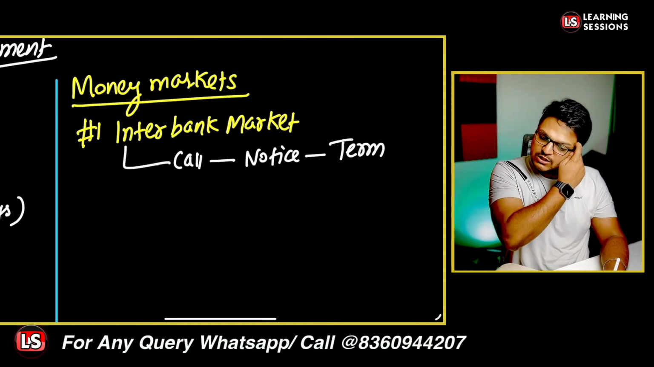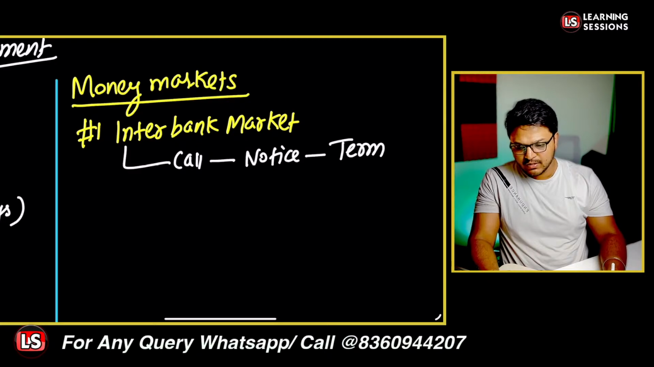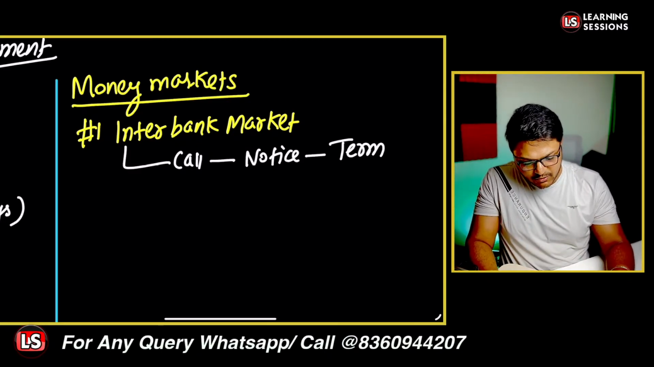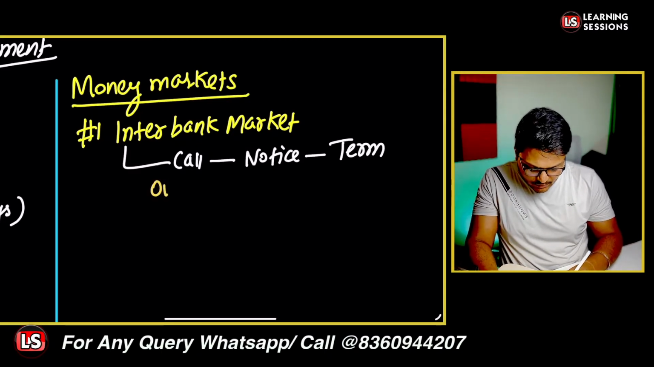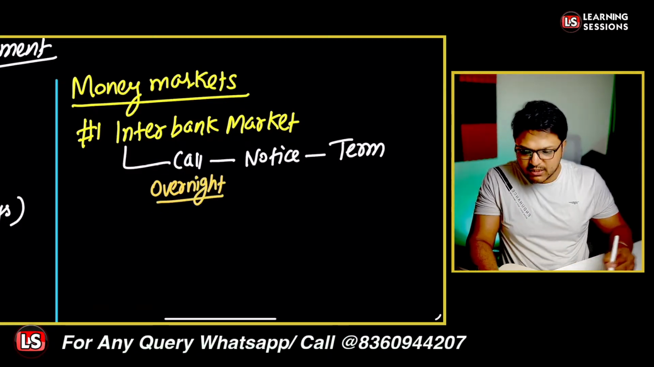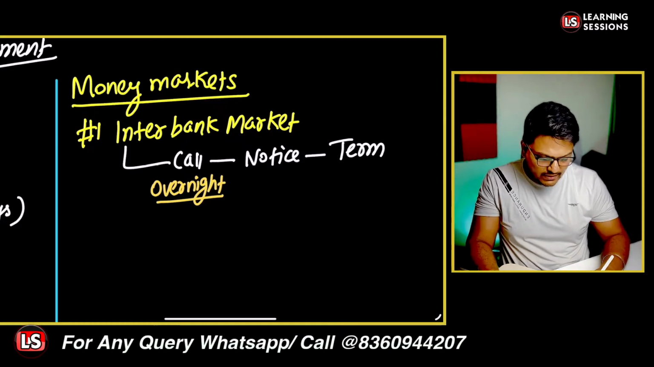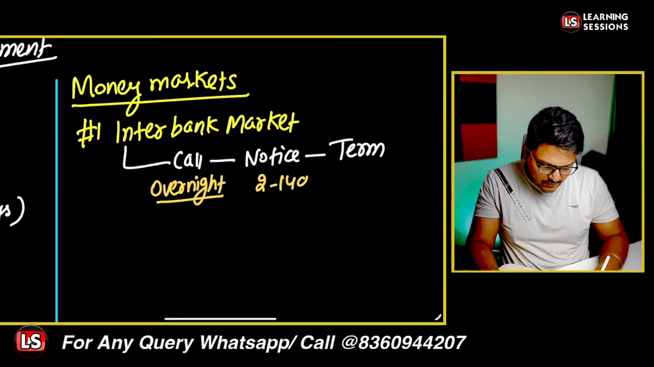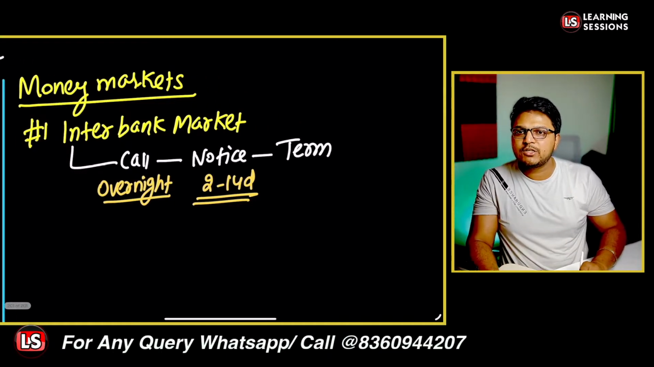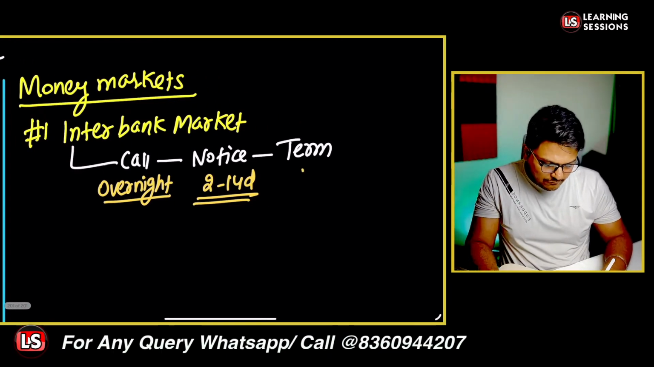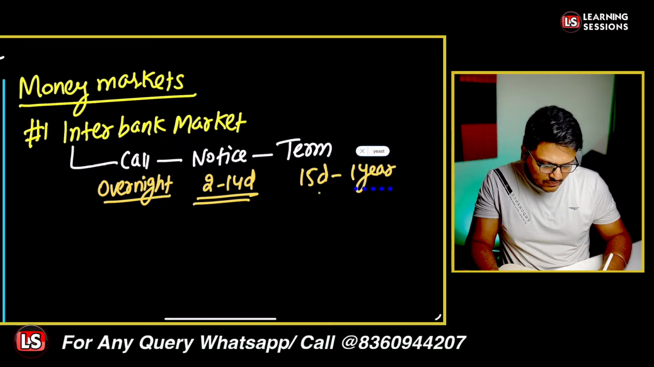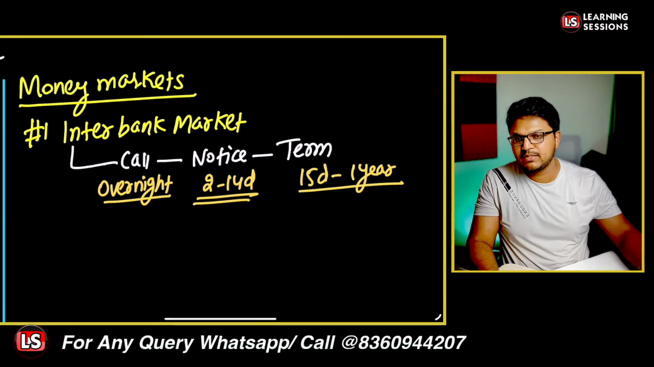When the maturity of the instrument is particularly for the overnight basis, it is said to be the call money. When the maturity is particularly ranged from 2 days to 14 days, it is a notice money. When the maturity of the instrument is ranging from 15 days up to 1 year, it is a term money, right? That is the difference between the exposures over there, right?